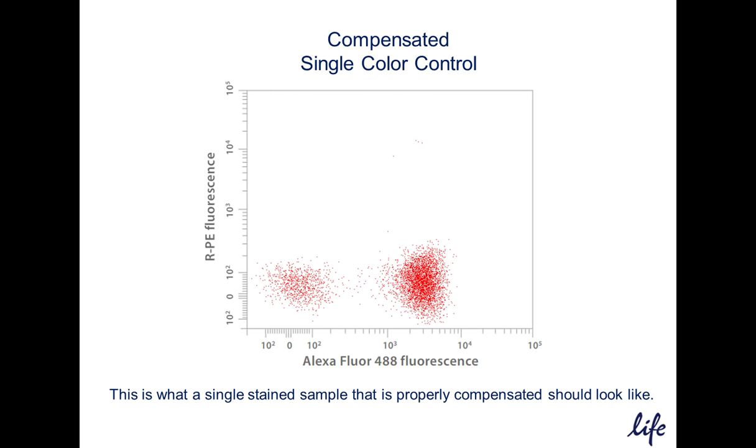So we'll start with the Alexa Fluor 488 labeled cells. With a single color control, we have cells which are labeled with the Alexa dye only. This is a two-parameter plot with the PE fluorescence displayed on the y-axis. We see both a positively labeled population with a bright fluorescence and a negative population. This is what a single stained sample that is properly compensated should look like.